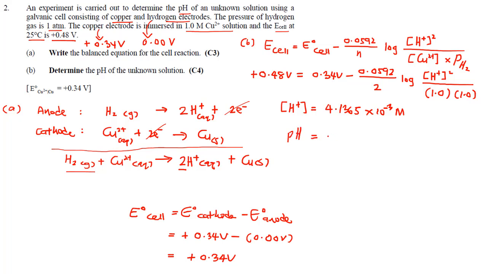pH is negative log of the concentration of hydrogen ion. So you just substitute the value of the concentration of hydrogen ion into this. The pH that you should get is 2.36. Okay, alright.